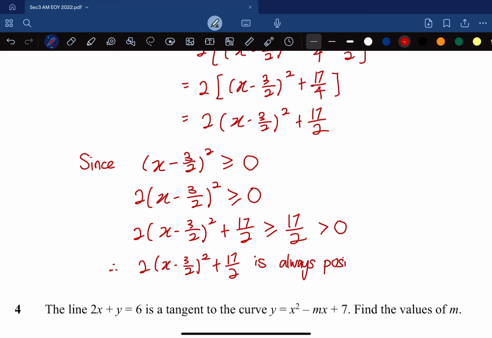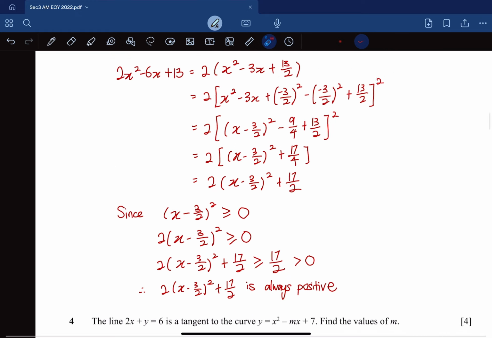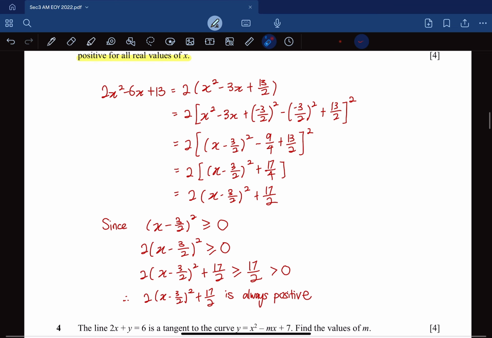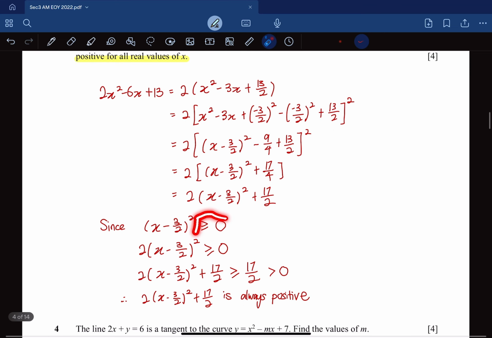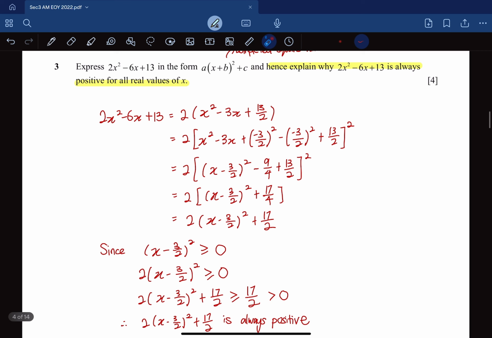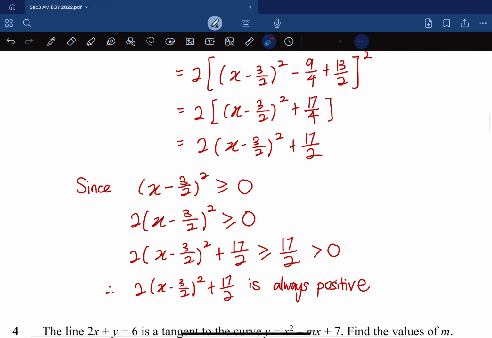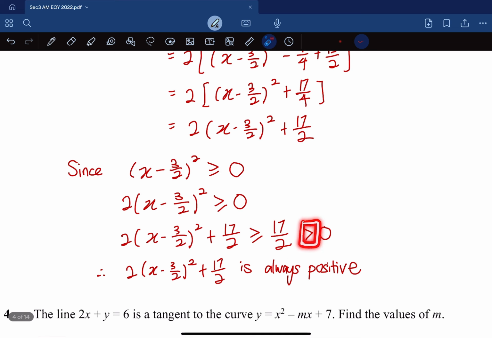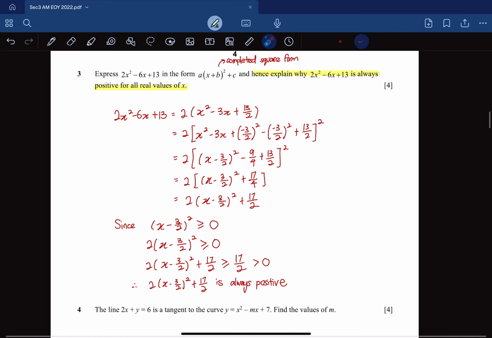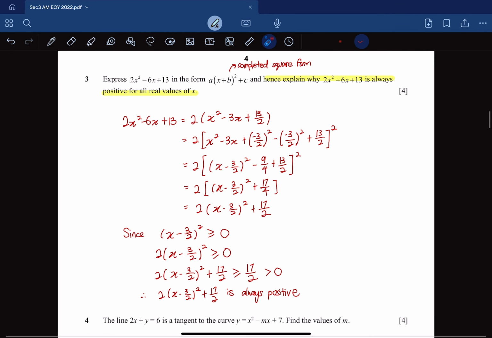It is important to show these inequality steps to show very clearly that when I add 17 over 2, it is greater than or equal to 17 over 2, which is strictly positive, which is what the question wants us to find. The reason why you cannot just say that this inequality sign is because always positive, 0 is neither positive nor negative. So it is insufficient to conclude with this inequality. You need a strictly greater than 0 to answer the question. Okay, so this is for question 3.